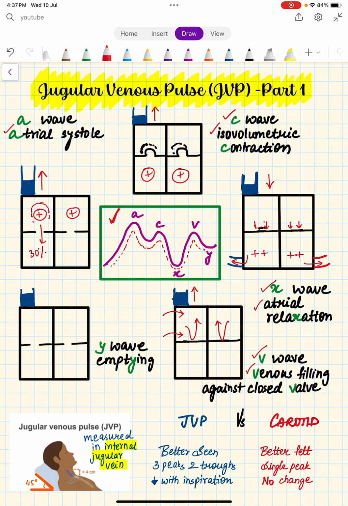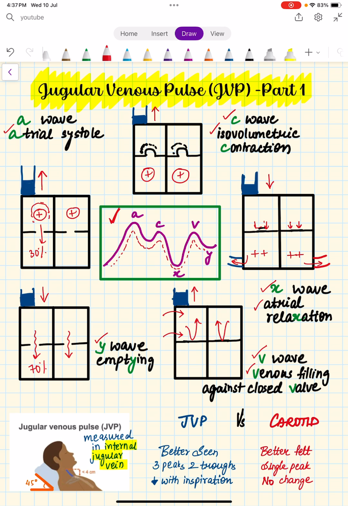The last one is the Y wave. The Y wave corresponds to emptying, where there is rapid emptying of the blood from the atria into the ventricle. About 70% of the blood empties out, and during this rapid emptying phase, there's a sudden fall of pressure, and that is what corresponds to the Y descent of the JVP.